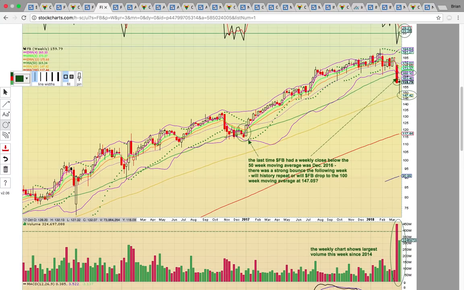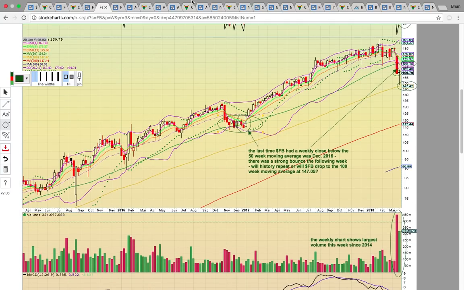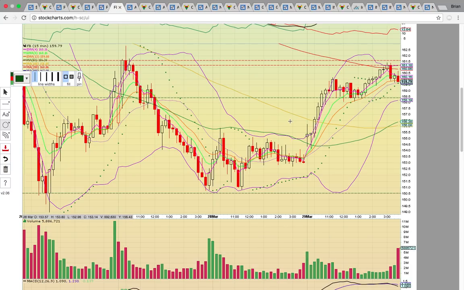You're likely to see this type of action. You know, this could happen where you have some sideways action down here, some bounces and pullbacks as the situation gets worked out. But right now it's set up for a technical bounce. We'll just have to see if it can follow through next week.